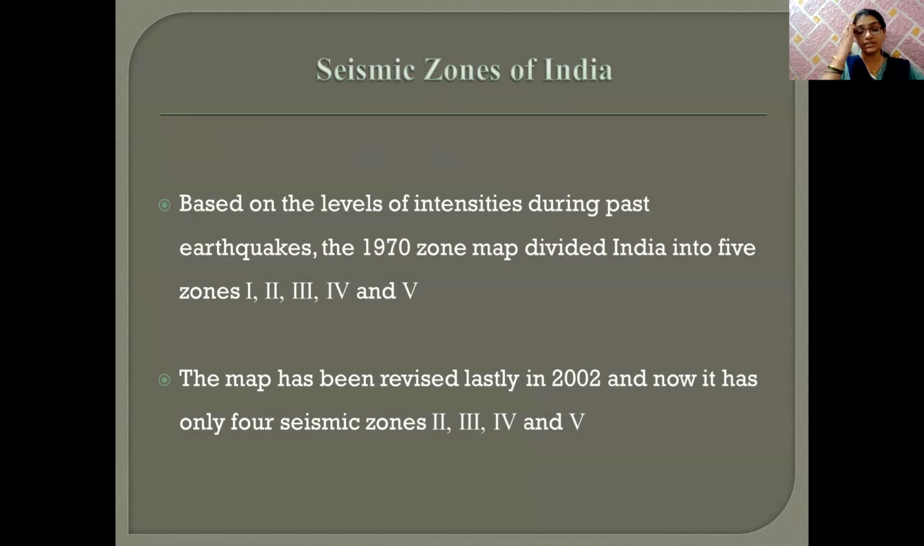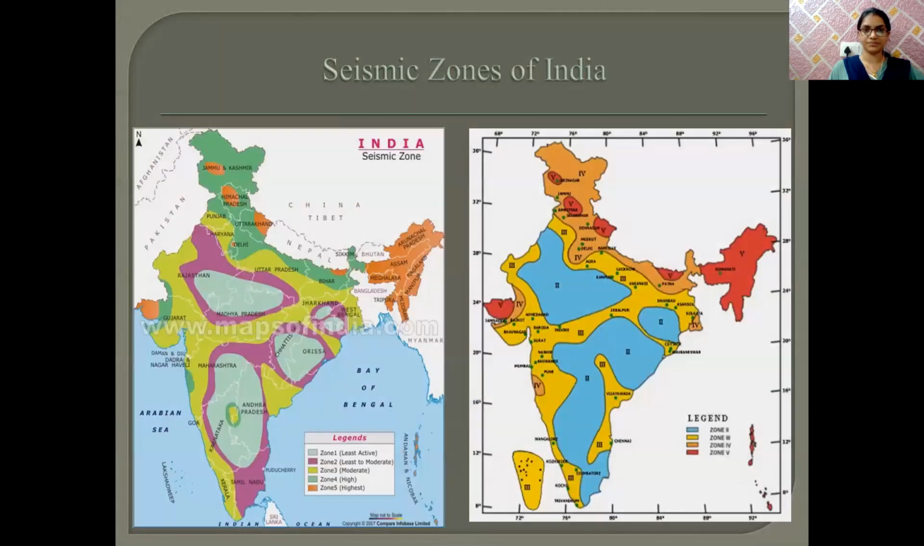Then the mapping after the 2001 earthquake, in 2002 in Bhuj. They revised the zones to only 2, 3, 4, and 5. See, these are the two diagrams. In the first diagram we see the zones first, second, third, fourth and fifth, and this is the second diagram, the revised mapping. Sorry, second, third, fourth, and fifth.